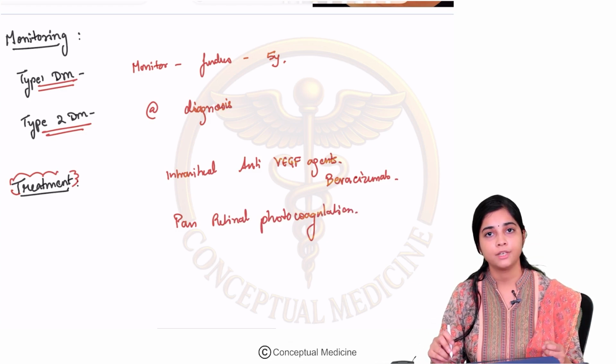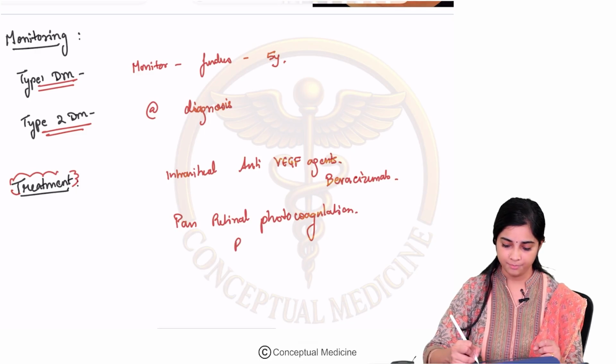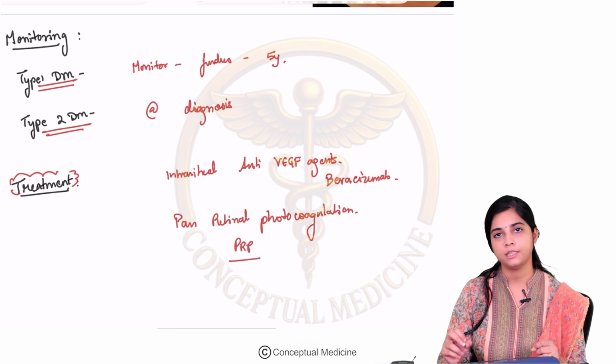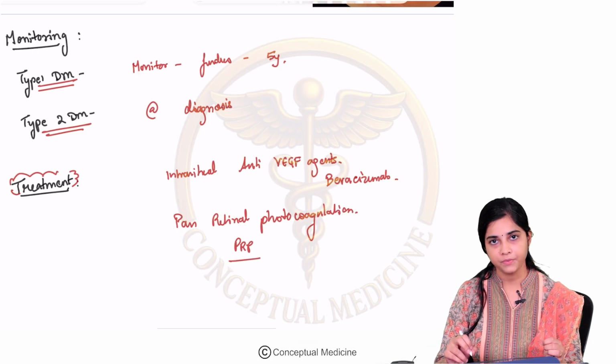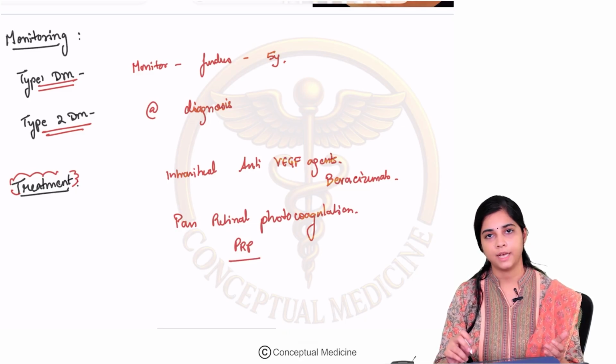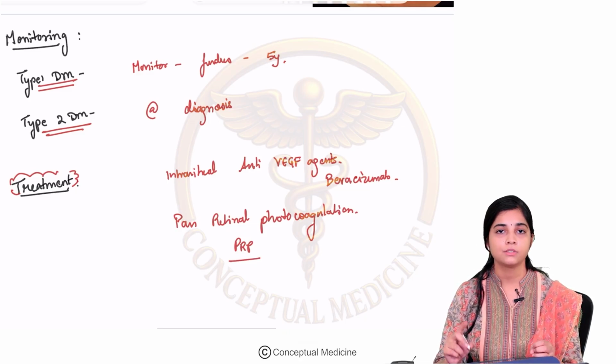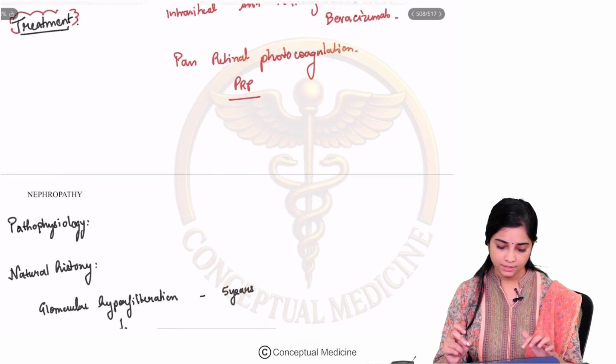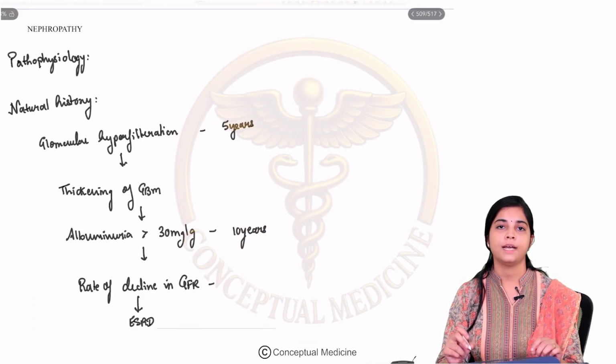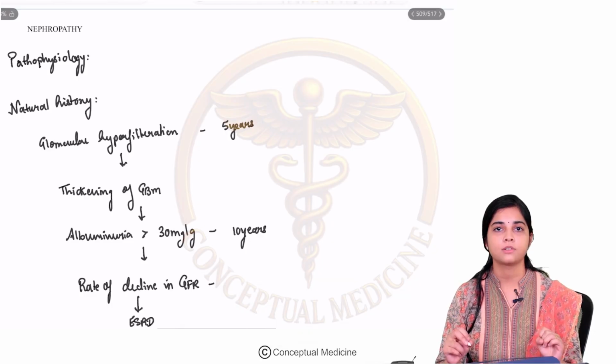So, intravitreal VEGF and pan-retinal photocoagulation or PRP is the treatment for your diabetic retinopathy. Apart from this, you have to manage your sugar as well. Okay. So, this is about DR. The next complication is your diabetic nephropathy.